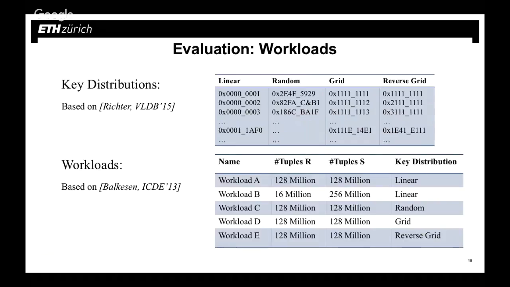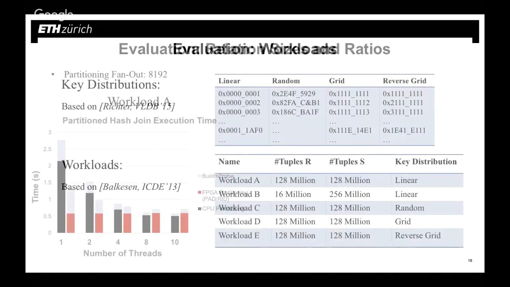Then we have 5 different workloads. Workloads A and B both use linearly distributed keys, but the build and probe table sizes vary. Then workloads C, D, and E have all equally sized tables, but the key distributions are different, selected from the above table. And these workloads, like I said, will hopefully show you the robustness of the hash function used. And the time that we spend on the build and probe will change whether we use hash partitioning or radix partitioning. All right.